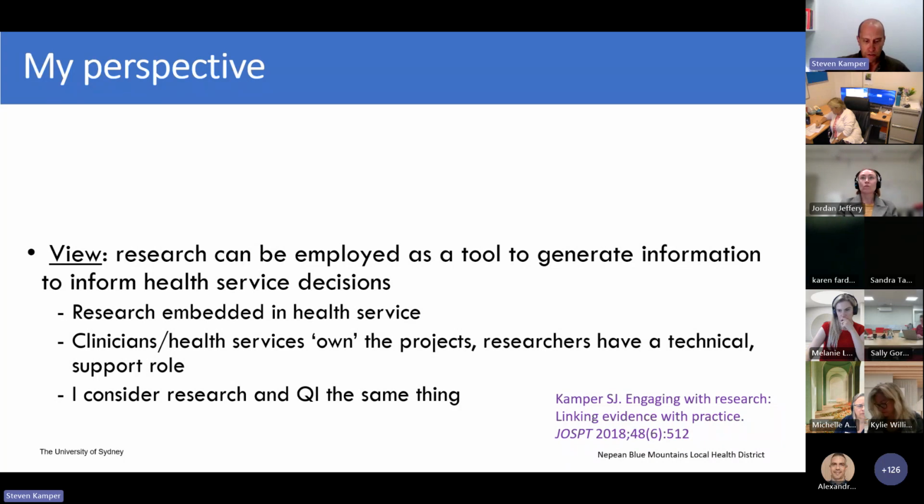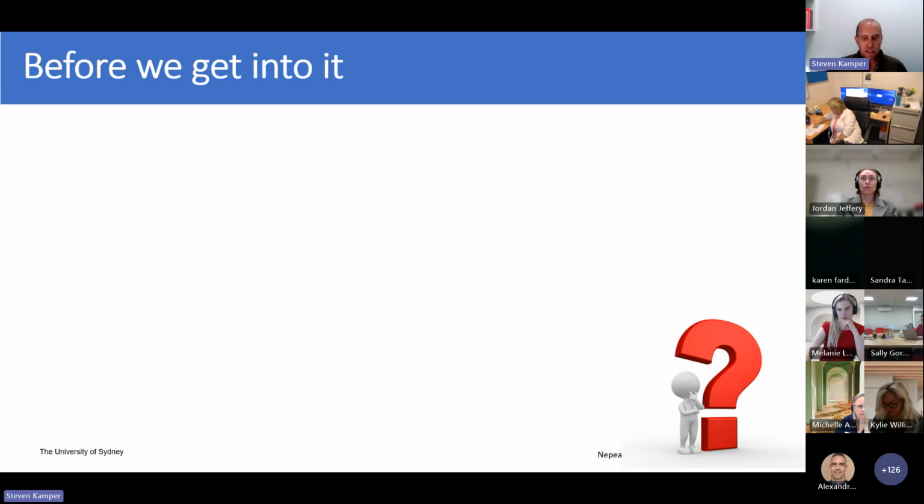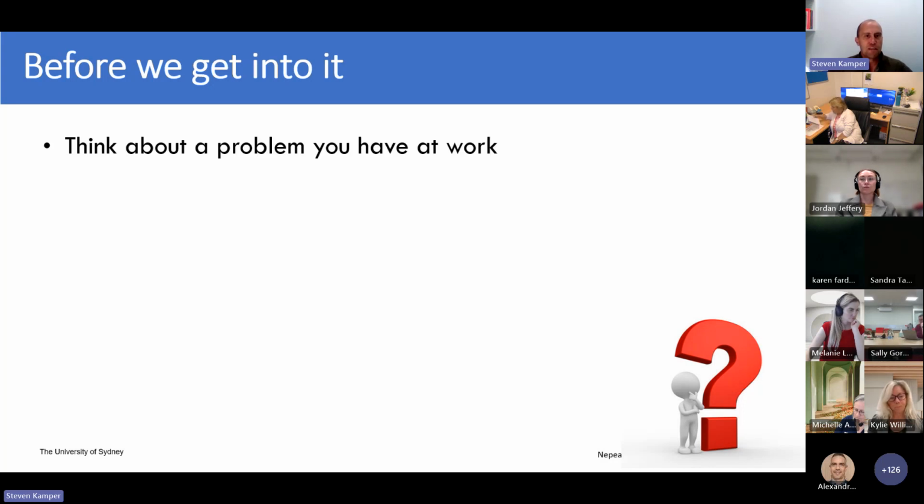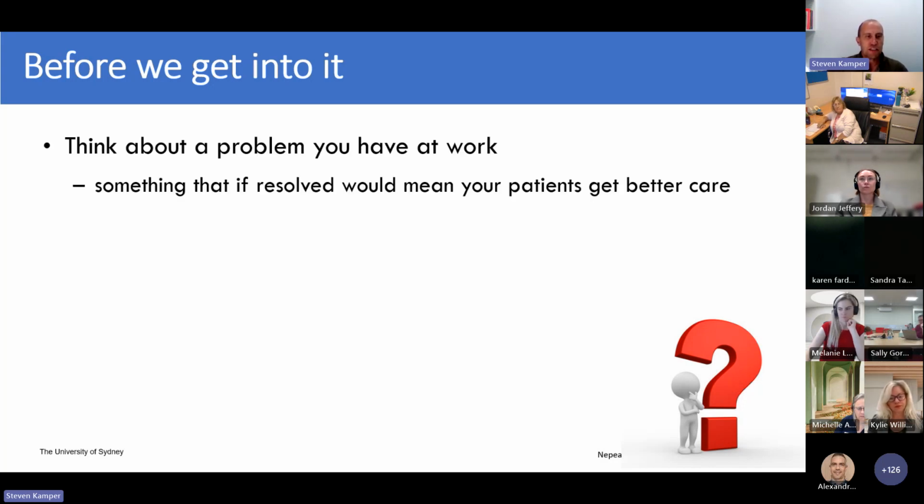All right. Before we get going, I want to get you to do a little exercise. Get out a piece of paper or your phone or your computer or whatever it is that you record written information on these days. Think about a problem that you have at work, and by problem I mean something that, if it was resolved, would mean your patients get better care.